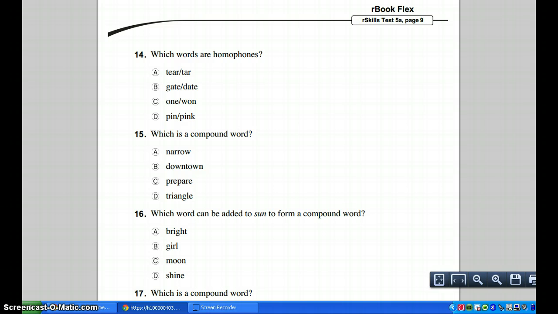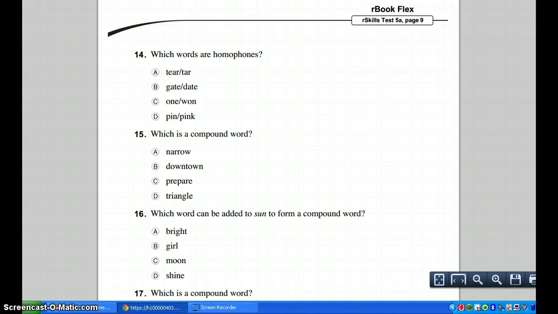14, which words are homophones? Which words are homophones? A, tear, tar. B, gate, date. C, one, or D, pin, pink.